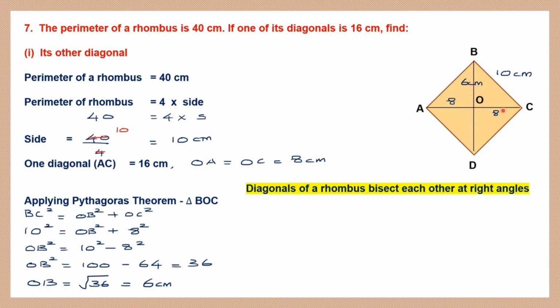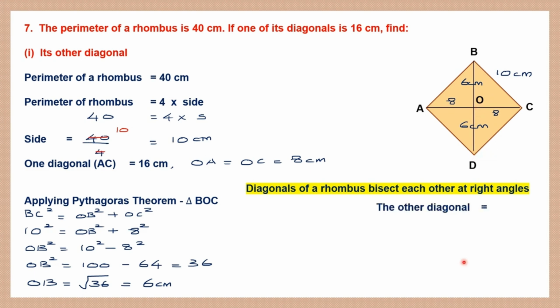Now since this has bisected it like this, remember OB will be equal to OD. If that is 6 centimeters, this is also 6 centimeters. So now we can find the length of BD, isn't it? We just have to add up OB plus OD and we will get the length of BD.